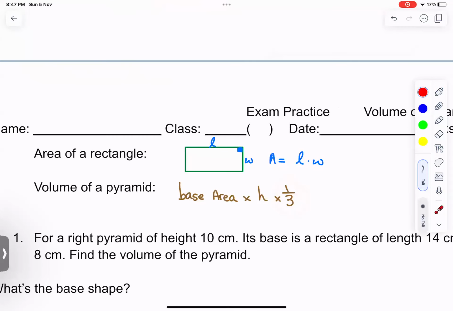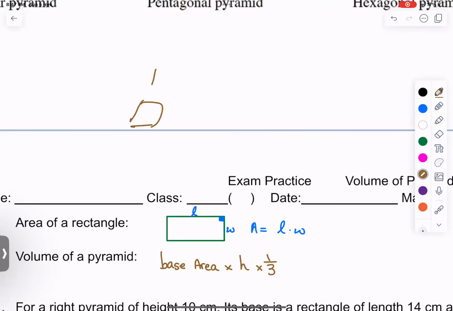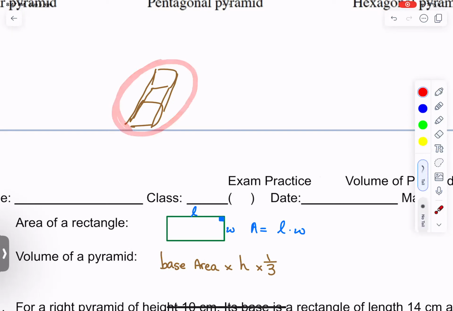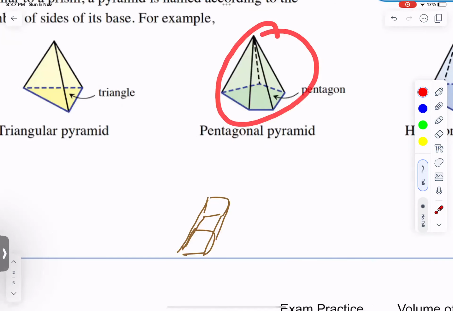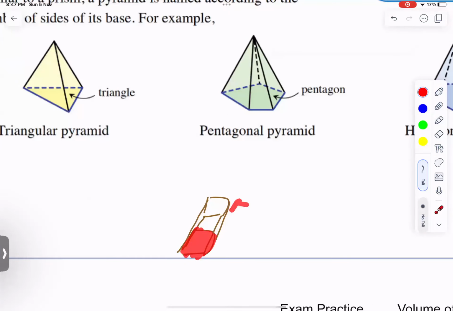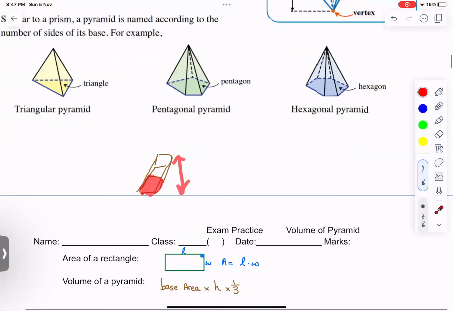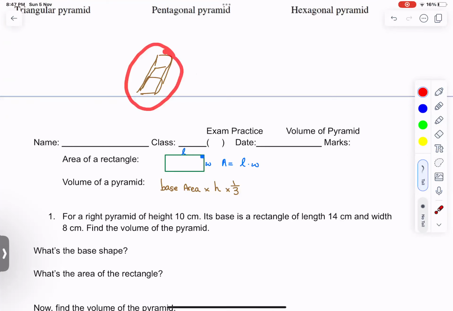Now that 1/3, how do I prove that it's 1/3? Well, there is a proving method. You can have containers of a pyramid and also a cube. Cube means the upper side and the bottom side are the same. This is a pyramid, and this is a cube. If the bases are the same for both of them, and the heights are also the same, then you fill in the water, and you will notice the cube holds 3 times that of the pyramid. So that's why if you want to find the pyramid volume, you divide by 3.